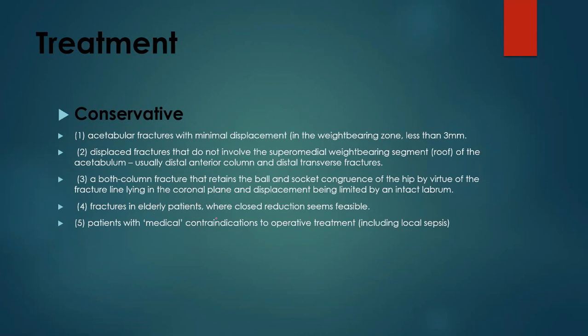Also fractures in elderly patients where closed reduction seems feasible, and patients with medical contraindication to operative treatment, including local sepsis. In an elderly patient with a stable fracture, if you do open reduction and fixation, the risk of AVN and arthritis is high. So usually we try to preserve the hip for a hip replacement in the future.